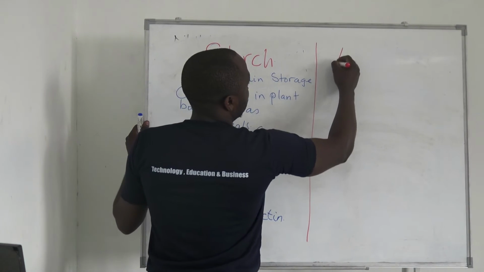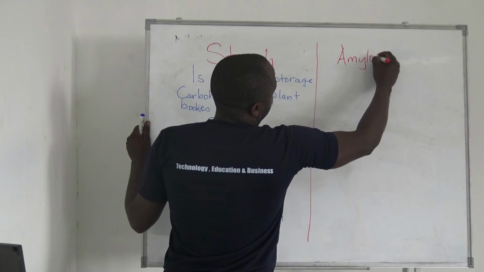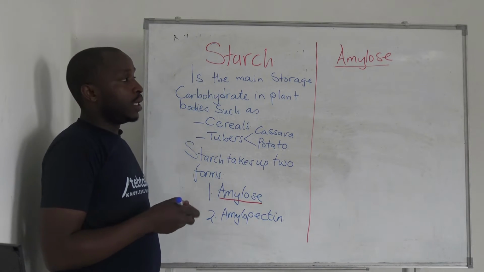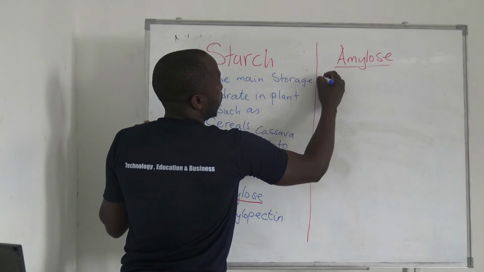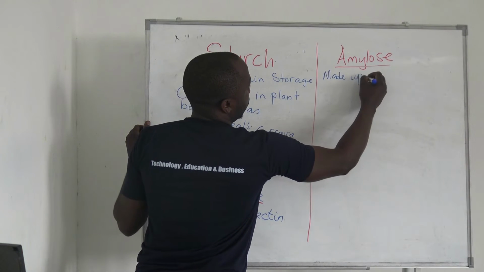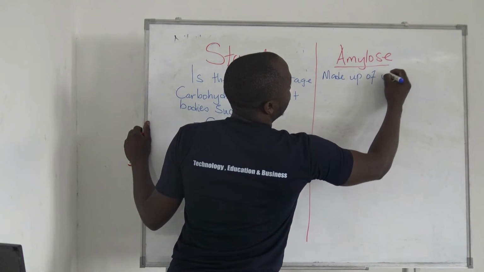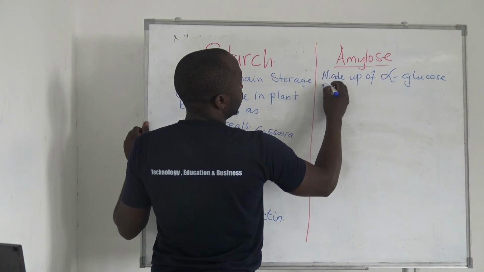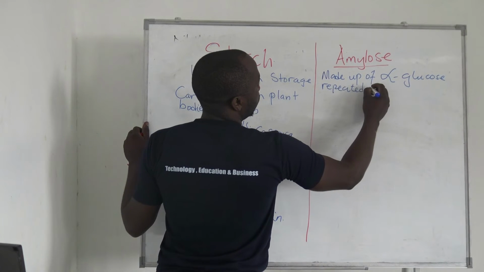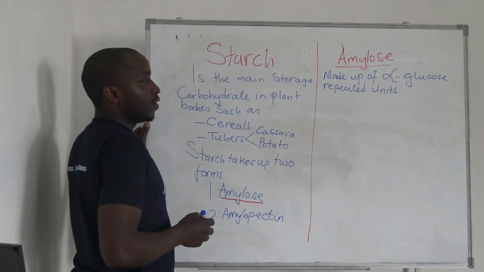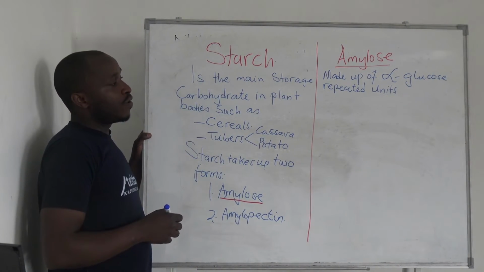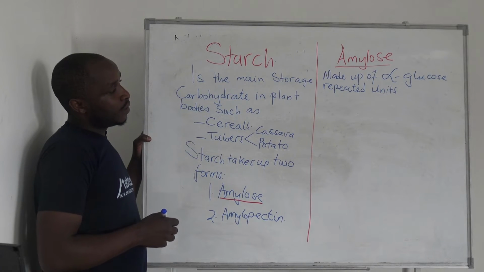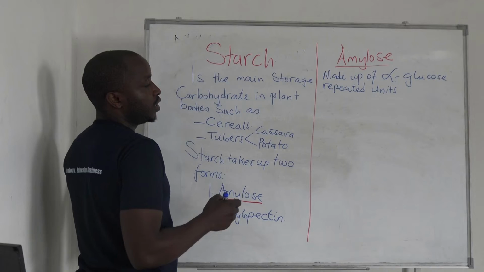Right here, say amylose now. In amylose, it is made up of alpha glucose repeated units. So we have alpha glucose repeated units in amylose. The alpha glucose that we saw is cyclic and was a pyranose ring. So very many glucose units are repeated.